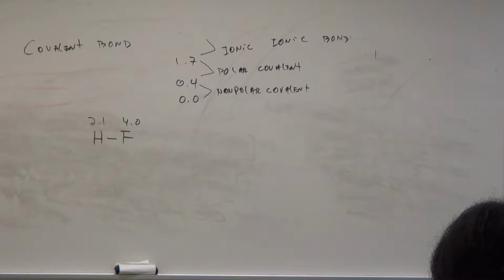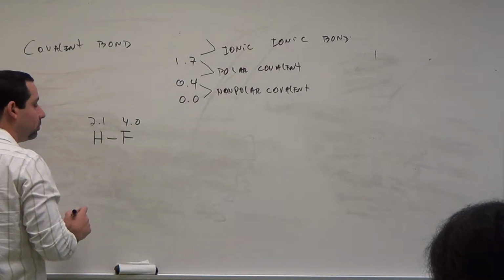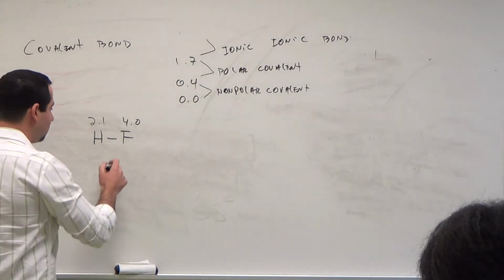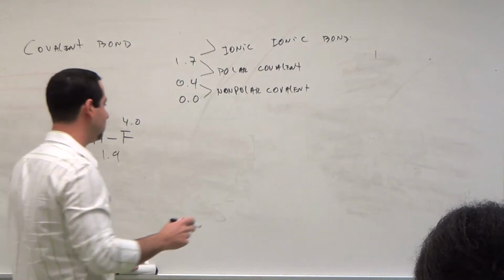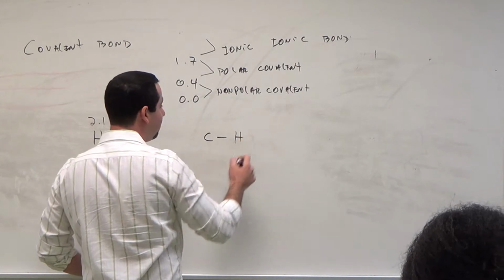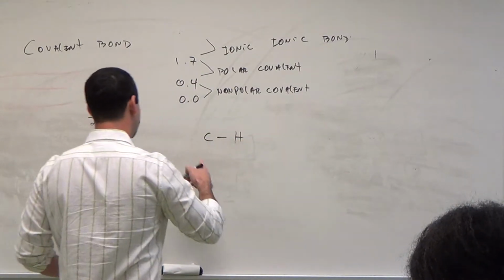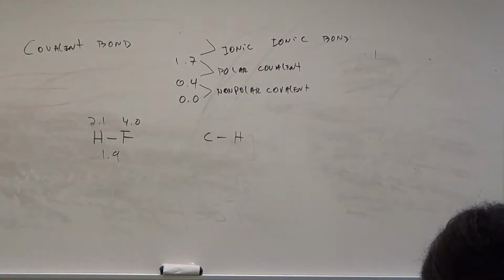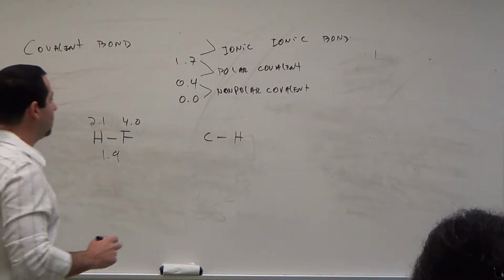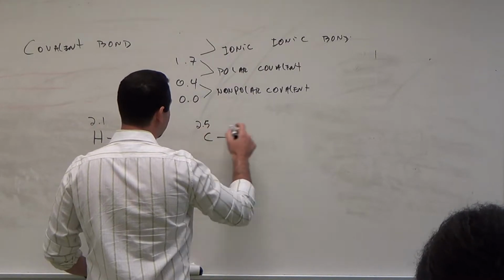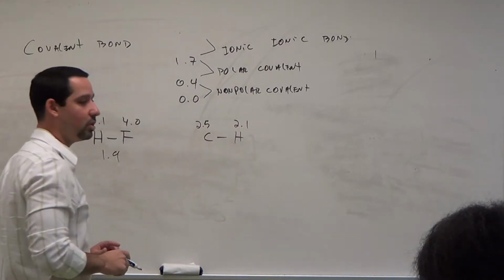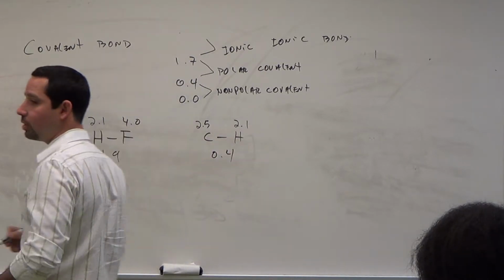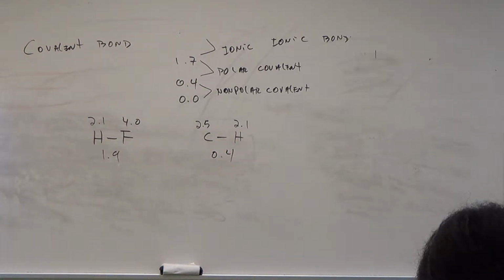What's the difference in electronegativity between those two? 1.9. The difference? 1.9. Outstanding. Difference in electronegativity here is how much? Good job. Difference in electronegativity between those two bonds. It is carbon with 2.5, hydrogen 2.1. The difference in electronegativity is 0.4.